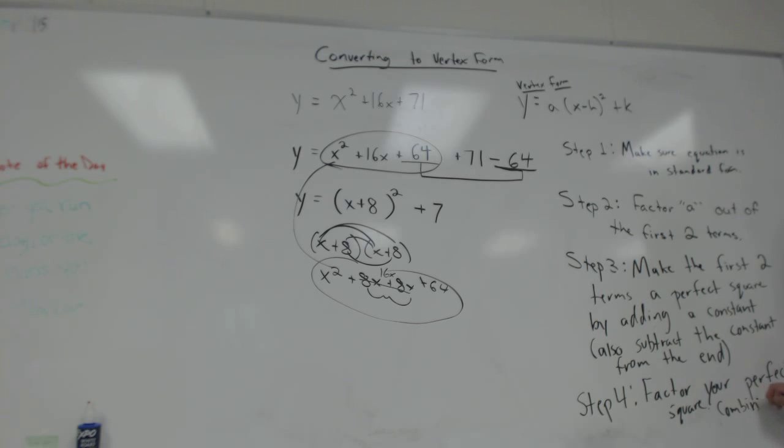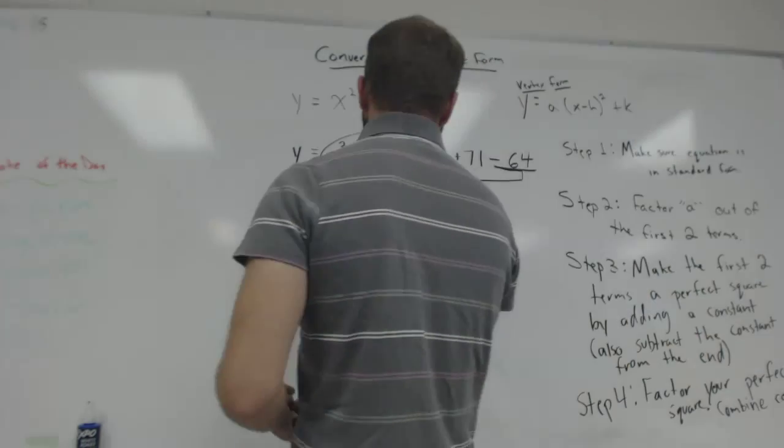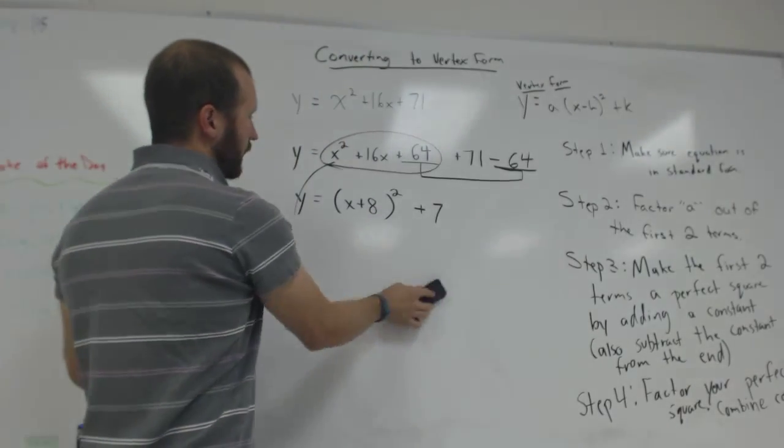Will we have to graph them after we change it into vertex form? No, well, there is some graphing on the homework, but you're not graphing the ones that you factor your perfect square, combine constants. And then you're done.